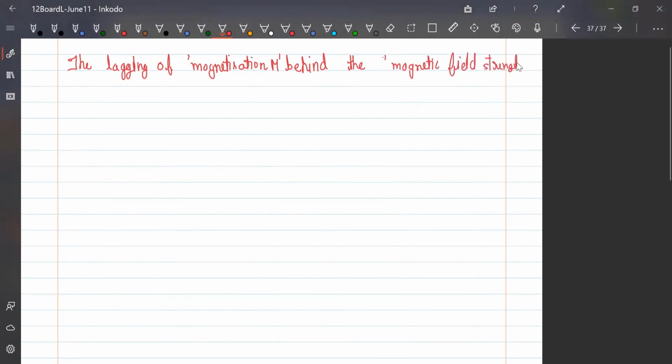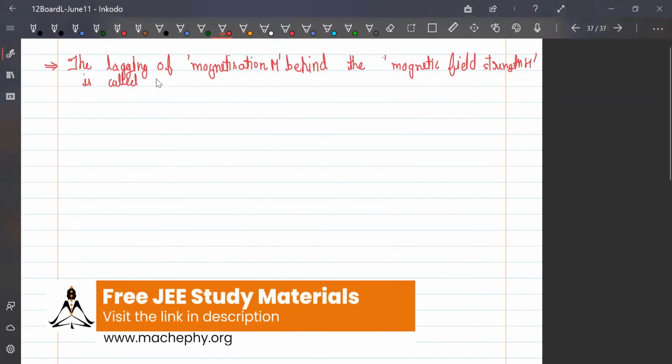Okay, so this is called hysteresis. That is the lagging of M, the lagging of magnetization, behind the magnetic field strength H. That is called hysteresis.